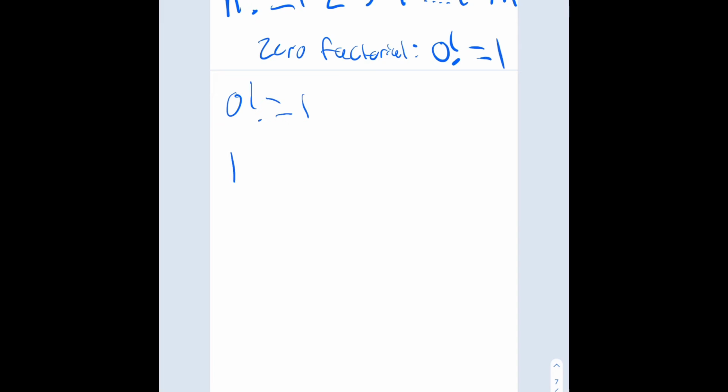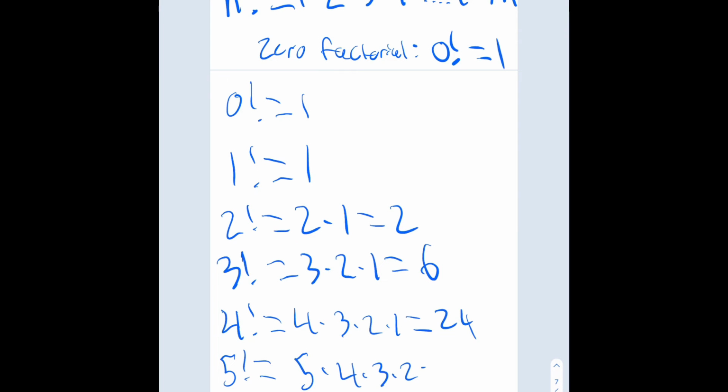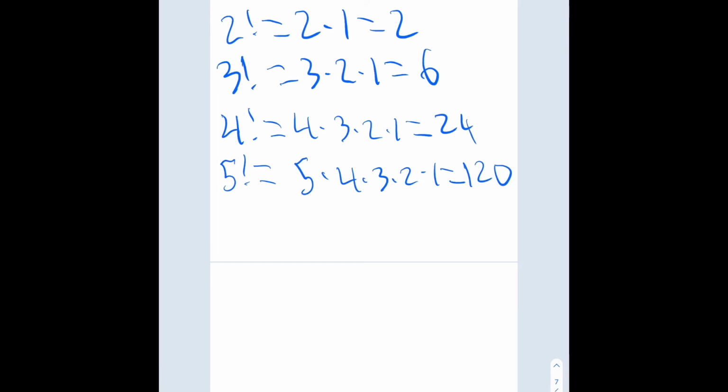So again, 0 factorial equals 1. 1 factorial is just 1 times 1, or just 1. 2 factorial, 2 times 1 is 2. 3 factorial is 3 times 2 times 1, which is 6. 4 factorial is 4 times 3 times 2 times 1, which is 24. And 5 factorial equals 5 times 4 times 3 times 2 times 1, which is 120. So these numbers can get very large, very fast, due to just the nature of factorials.